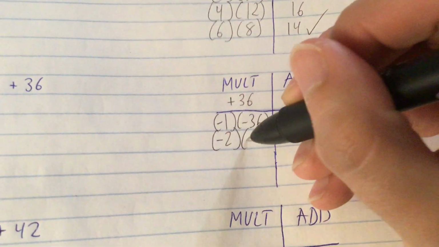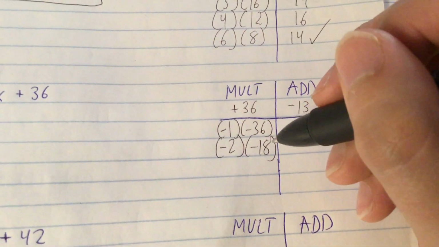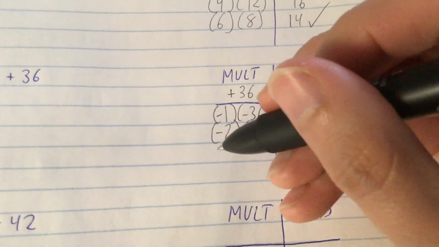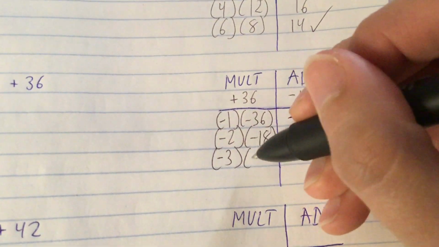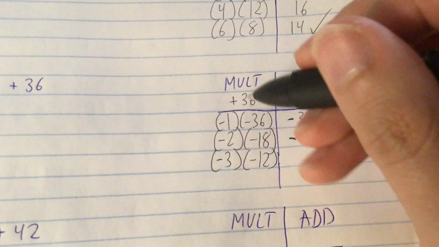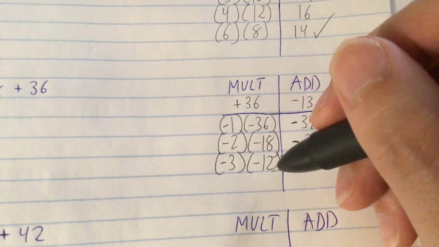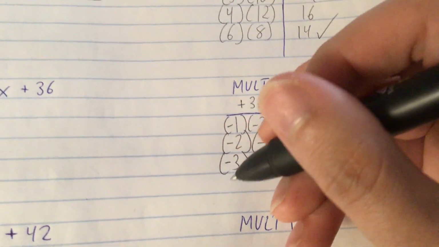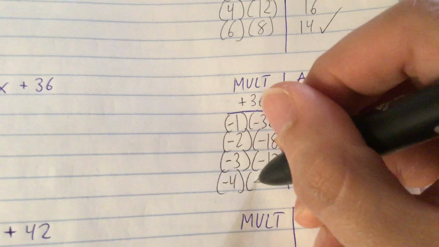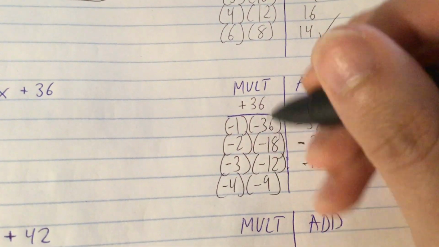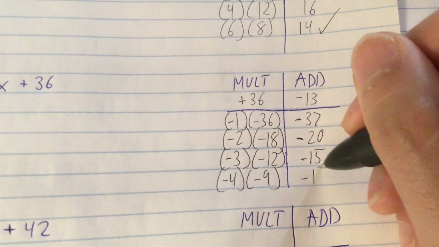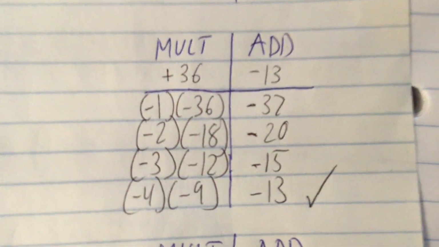Negative 2, negative 18. They multiply to 36, but they add to negative 20. I'm not happy about that. Negative 3, negative 12. Negative 3 times negative 12 is positive 36. Negative 3 plus negative 12 is negative 15. That doesn't work. Negative 4, negative 9. Negative 4 times negative 9 is positive 36. Negative 4 plus negative 9 is negative 13. So the winning team is negative 4, negative 9.